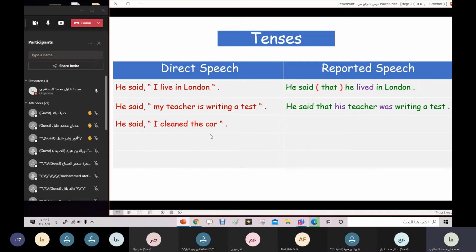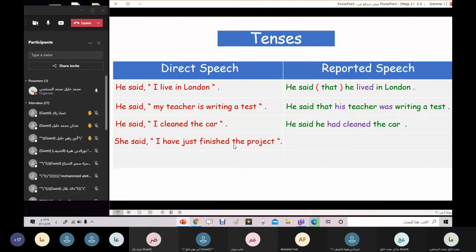So you have to be careful with the pronouns. I, he, according to the speaker. If we have here she, we will say she. He said, I cleaned the car. He said that he had cleaned the car. Yes. Who can do the next? Adnan?